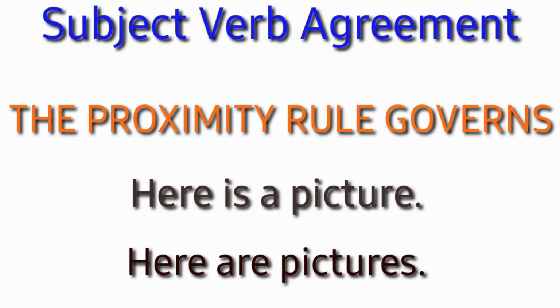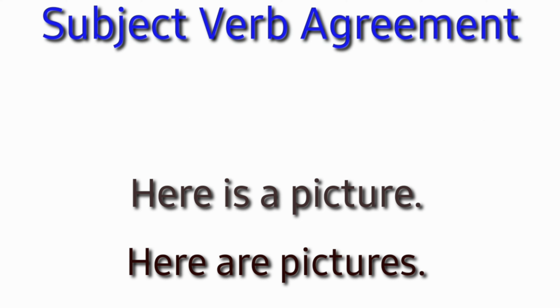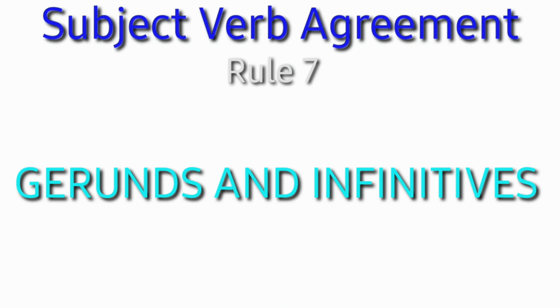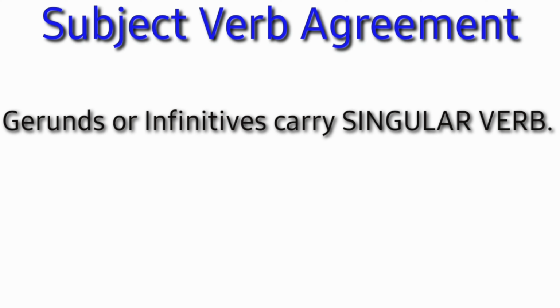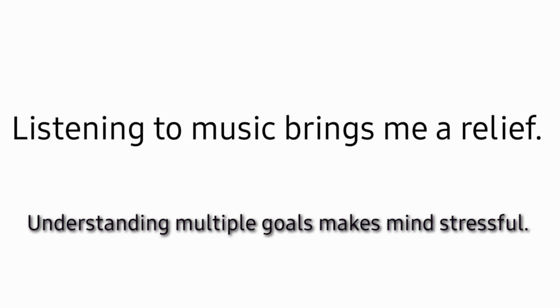Examples: here is a picture, here are pictures. Condition or rule number 7. When gerunds and infinitives are acting as subjects of a sentence, they are always considered singular and require singular verbs. Entertaining multiple goals makes a person's life stressful. A gerund is a verb changed into a noun by adding ing. Listening to music brings me relief.